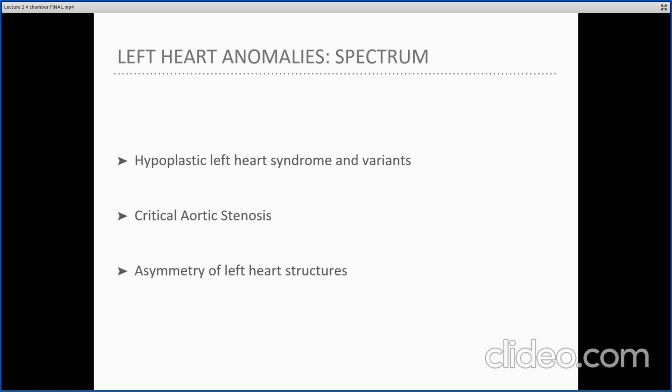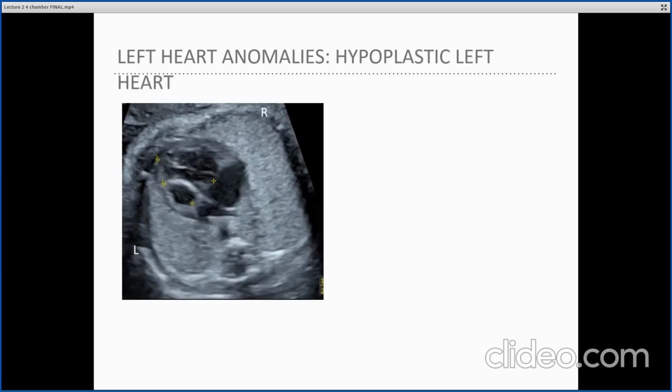First, let us look at the left heart abnormalities. The three conditions which I shall discuss under this spectrum include hypoplastic left heart syndrome and its variants, critical aortic stenosis, and asymmetry or disproportion of the left heart structures. So this is the first anomaly, hypoplastic left heart syndrome. The left and the right are marked.